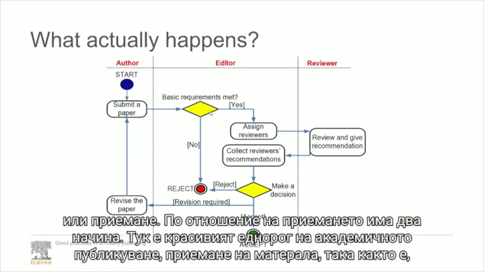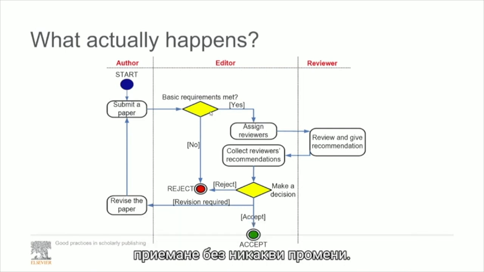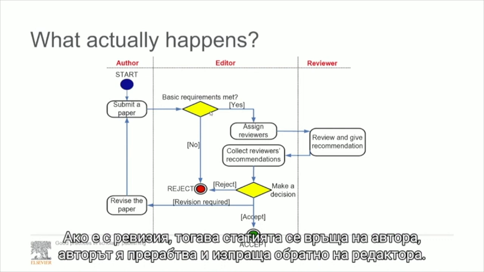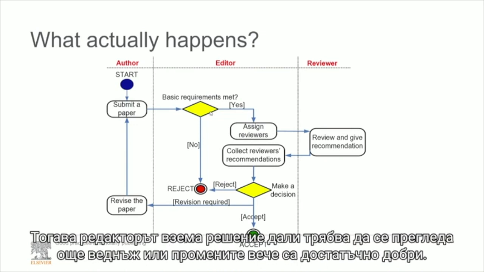And in terms of acceptance, there are two ways. Either the beautiful unicorn of academic publishing, which is accept as is, so accept without any changes, or accept after revisions. If it's with revisions, then the paper goes back to the author, who revises it and sends it back to the editor. And then usually the editor makes the decision whether this should be reviewed once more or whether the changes are already sufficiently good enough.